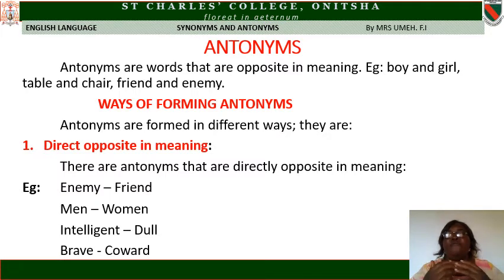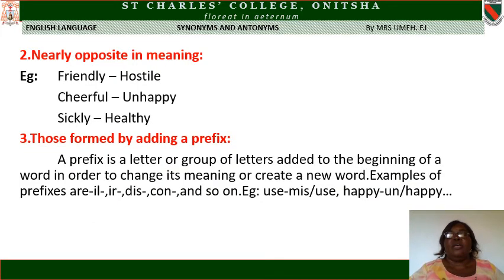For instance, we have enemy, friend. This person is your friend, the other one is your enemy. Men, women, dull, intelligent, brave, cowards. Number two, there are words whose antonyms are formed by giving you the nearly opposite. For instance, we say friendly, hostile, cheerful, unhappy, sickly, healthy.